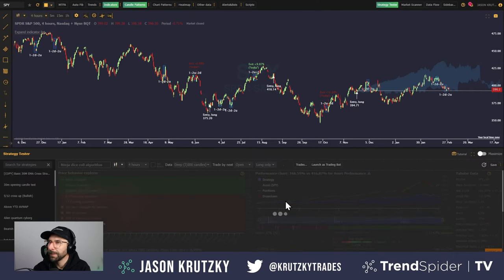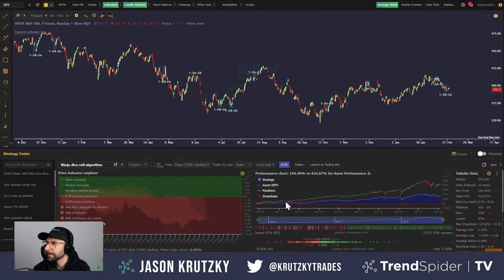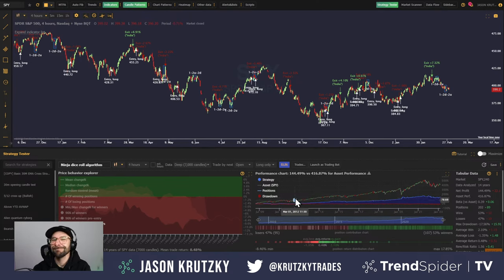Gonna run this bad boy. Not as good, huh? 144% from 166. On the right-hand side, you guys notice these values that are popping up, the red and green values. These are the change metrics for the strategy. This is another cool little feature of the strategy tester. It lets you know how the strategy results changed relative to the previous one.